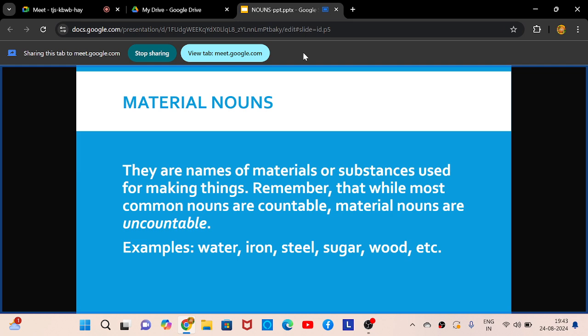And remember, while most common nouns are countable, material nouns are uncountable.